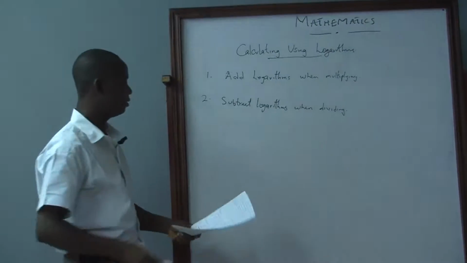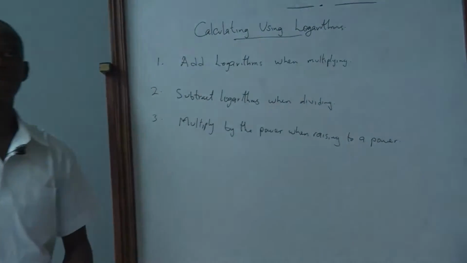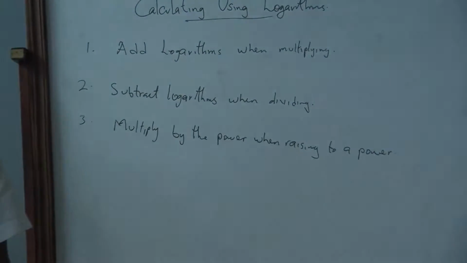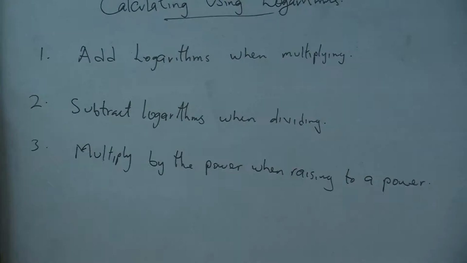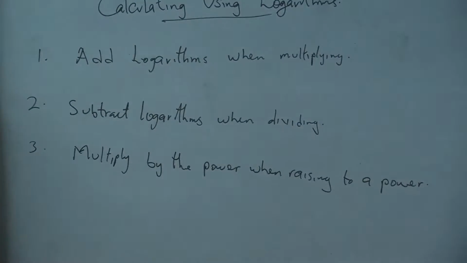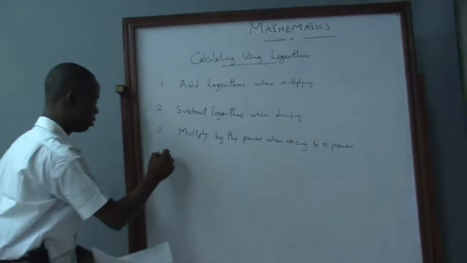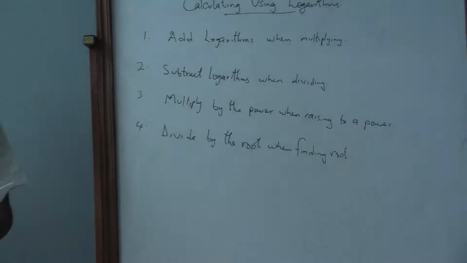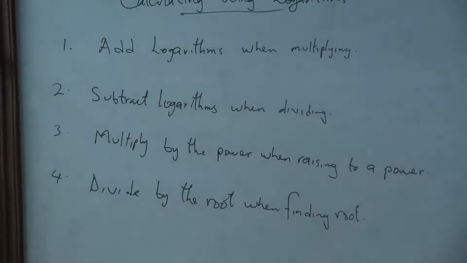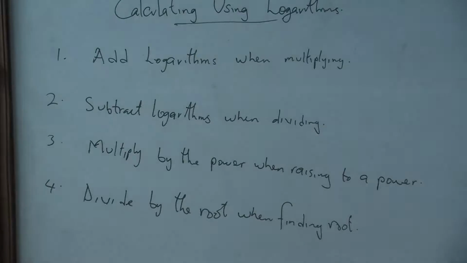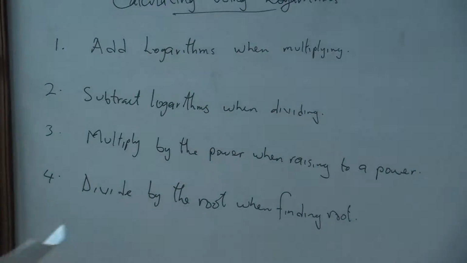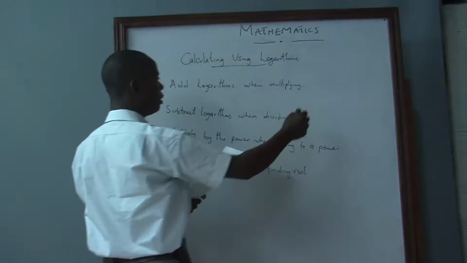The other one is, whenever it is raised to a power, what you need to do is multiply the logarithm of that value by the power it is raised to. And the last one, the fourth one, you divide by the root when finding the root. That's what you do. Let me quickly put their indication in front of them one by one.